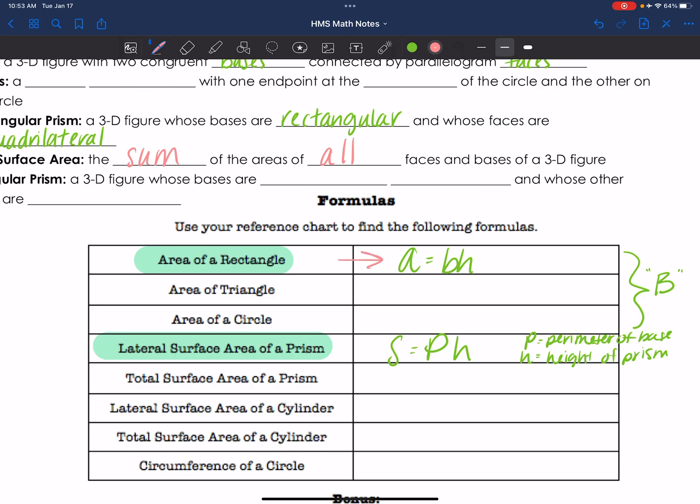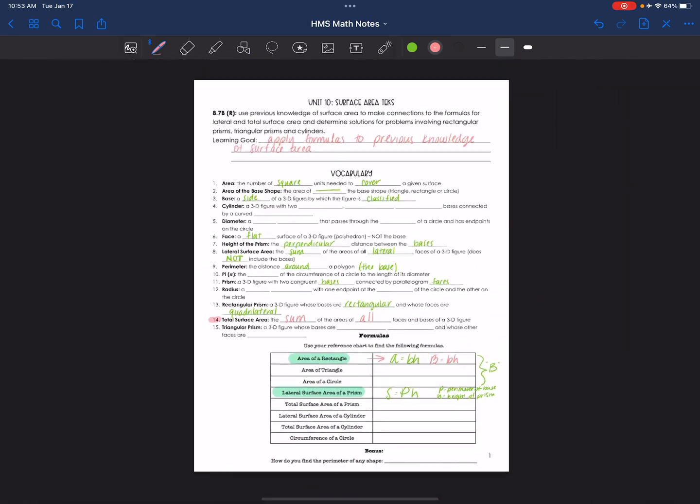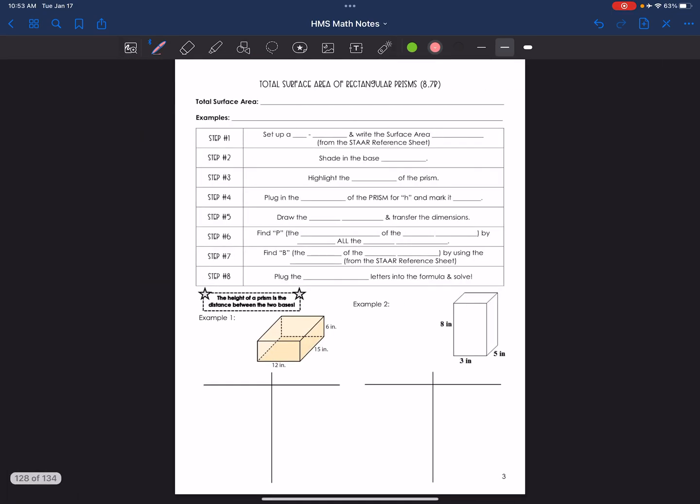Area of a rectangle, which is capital A equals lowercase bh, or we could say capital B at this point, because capital B equals area of the base. So, let's just write them both. And we're going to be using the lateral surface area formula, which is capital P, perimeter of the base, times the height of the base. Okay, go ahead and turn to page 2.